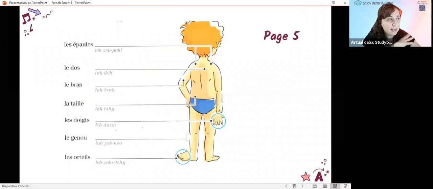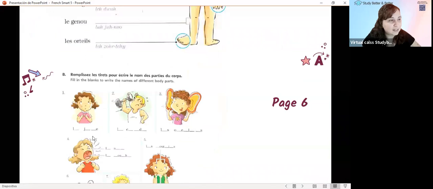There's going to be les épaules, and we pronounce the S here to make sure that everyone understands when they're hearing us that we're talking about the plural word. We're going to pronounce it very, very strongly. Les épaules, le dos, le bras, la taille, les doigts, les genoux, les orteils. D'accord? Okay, that's so good.